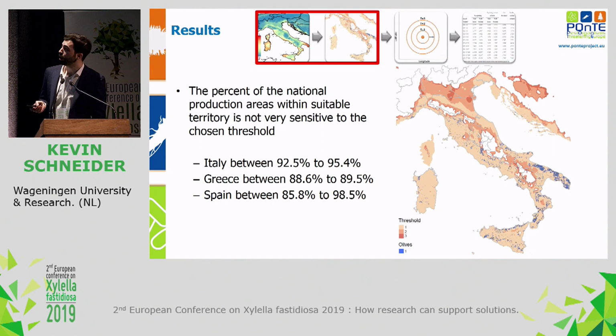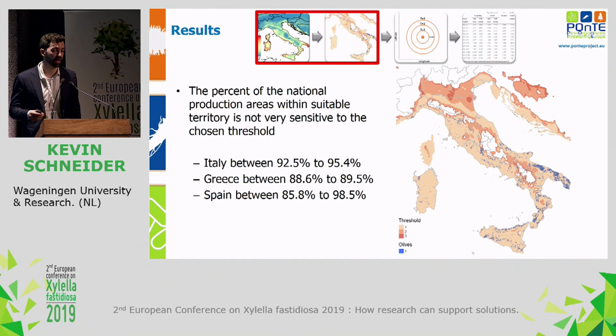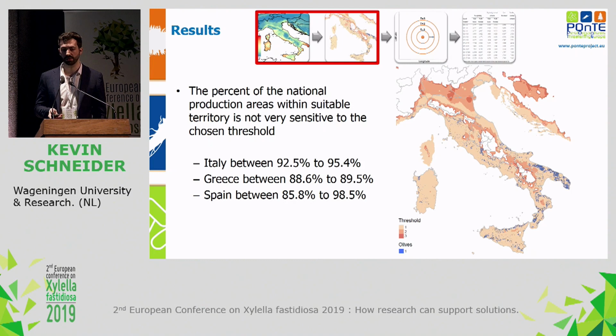What we found was that the percent of the national area of production within climatically suitable territory for Xylella is not very sensitive to the different thresholds. In Italy, this share ranged from 92% to 95%. In Greece and Spain, the share was similarly large, although in Spain, the results were a bit more sensitive.